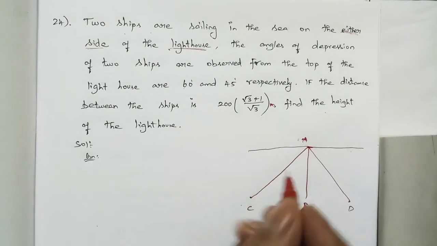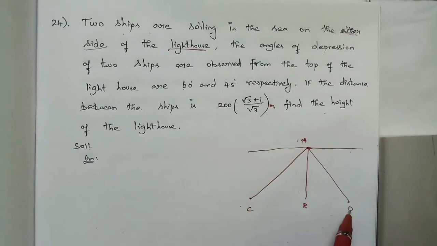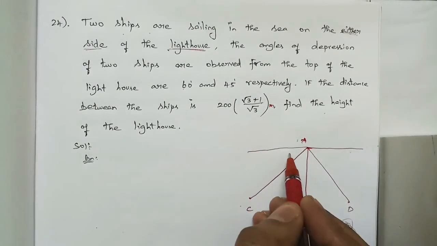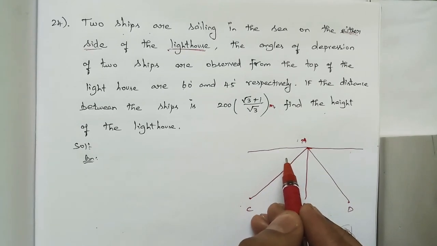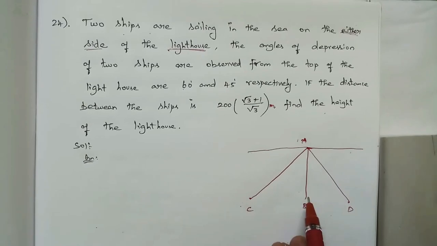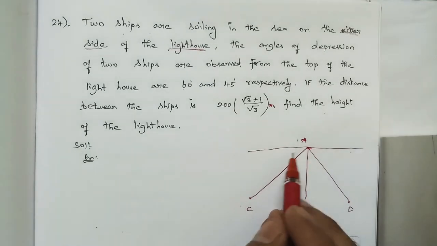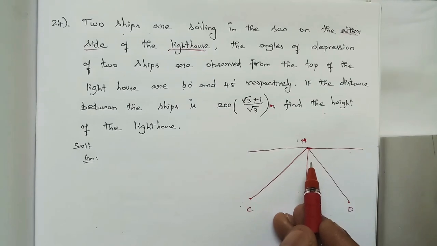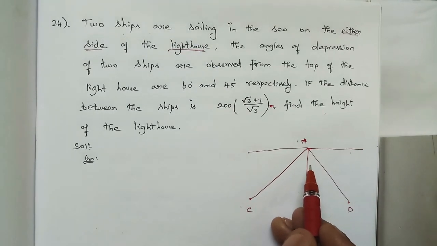Suppose I'm assuming that D is the first ship, you can mark here 60 degree and here you can mark 45. That's not a problem, right? If the ships are on either side, marking the angle on a different side is not a problem. But on the same side, we have to mark the angle correctly, properly, right? Yesterday itself we saw that if it is very close, the angle will be bigger.